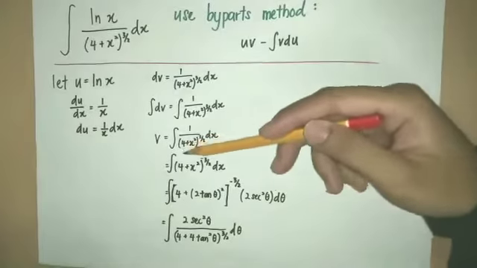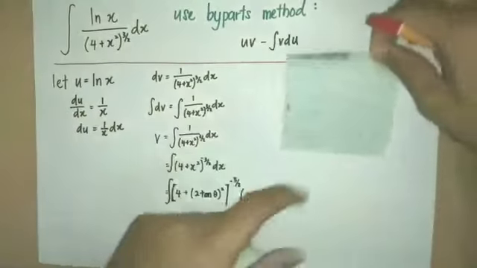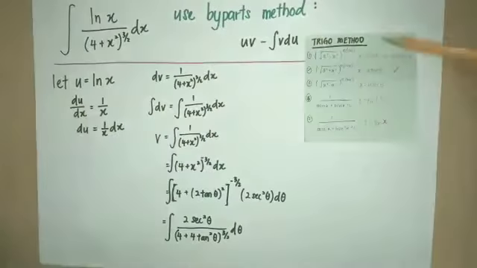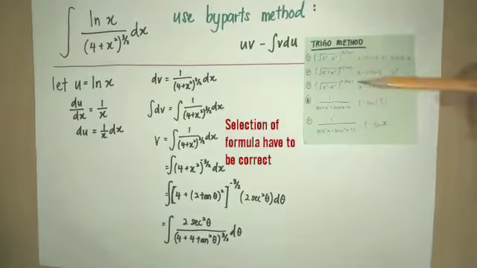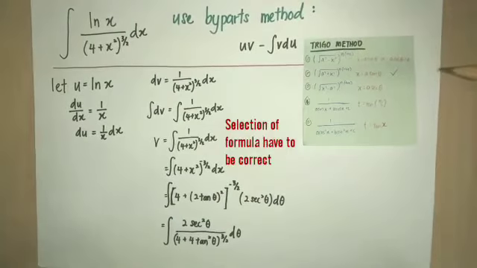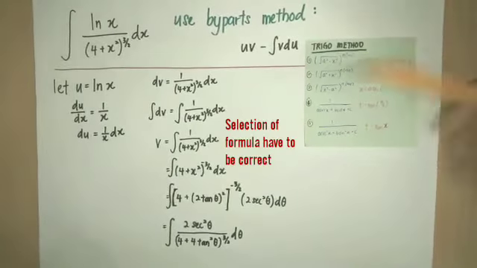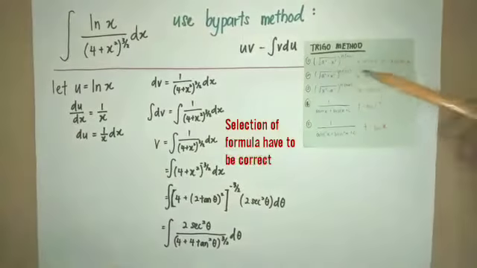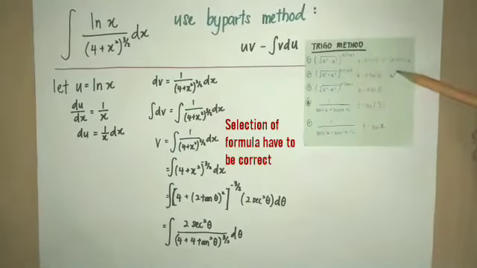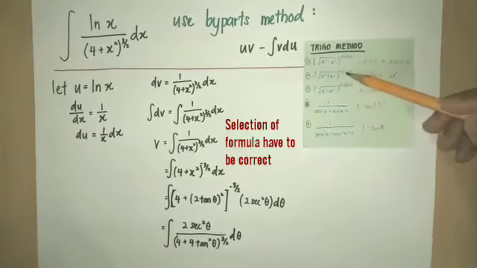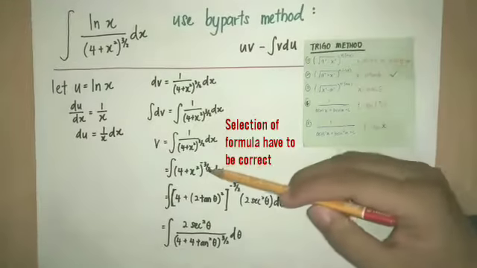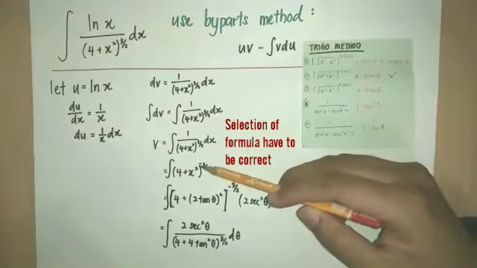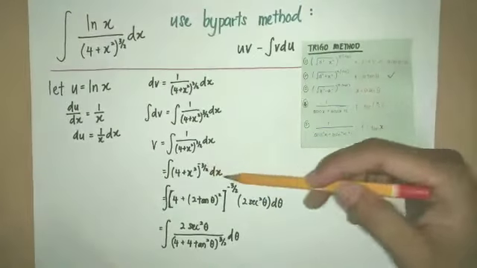to integrate this one, we have to use the trigonometry method. These are the list of trigonometric formulas; you have to memorize the formulas. For this one, it is closest to this formula, but the power has to be negative. So we just switch the power to negative 3 over 2.